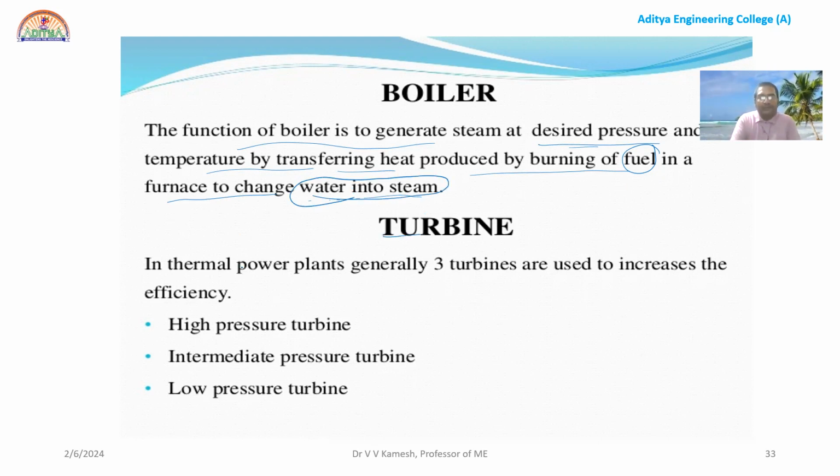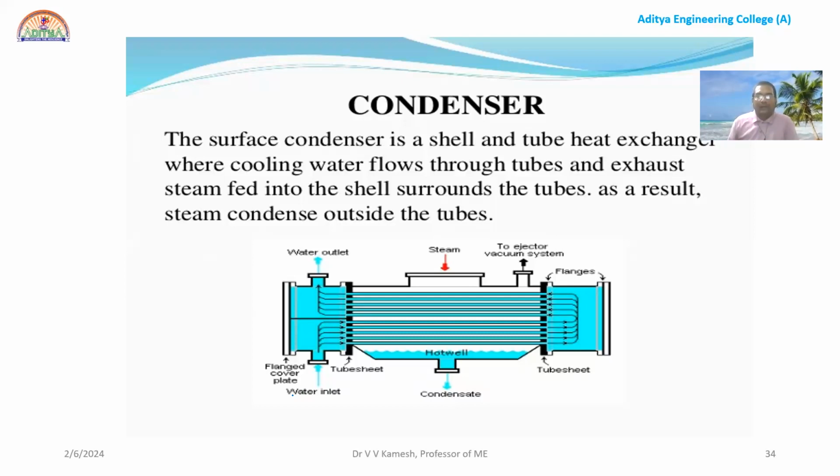And what is the role of turbine? In thermal power plants, generally three turbines are used: high pressure turbine, intermediate pressure or medium pressure, and low pressure turbine. And what is the role of condenser? Condenser means actually we need to convert steam coming out of turbine. So the steam is passed through the turbine and turbine is rotated. So after rotation, steam will come out, right? So steam coming out of turbine, what I need to do? I need to condense and I need to convert the steam into water, right?